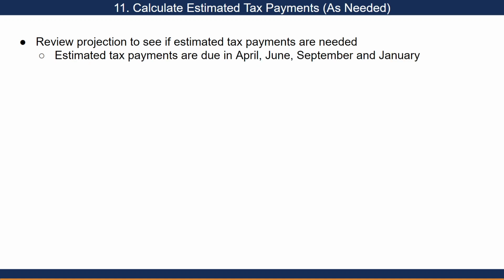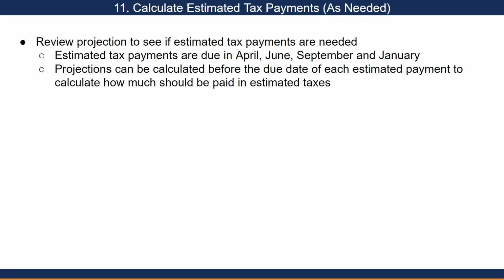And then estimated tax payments are due in April, June, September, and January. So projections can be calculated before the due date of each estimated payment to calculate how much should be paid in estimated taxes. So in practicality, in April, we generally don't run projections then. We could if something's really off, but generally we're kind of looking at the prior year type safe harbors in April.